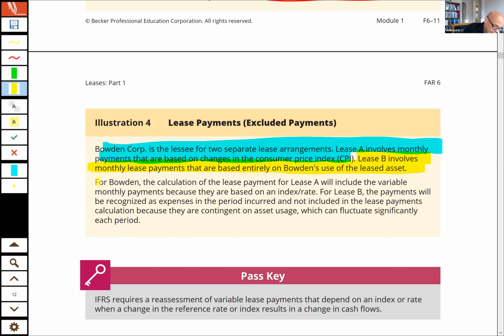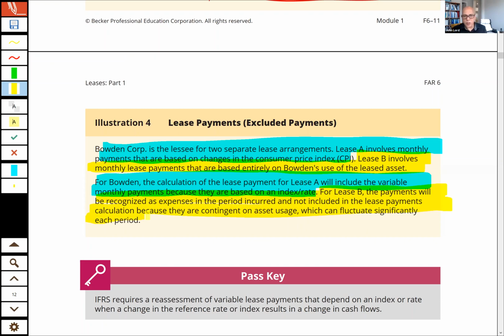Okay, so what happens? We come over here, and for Borden, the calculation of the lease payment for lease A will include the variable monthly payments because they are based on an index rate. So again, you're looking for what to include. You're looking for specific language that says it is indexed to the consumer price index or something. For lease B, the payments will be recognized as expense in the period incurred and not included in the lease payment calculation because they are contingent on use.